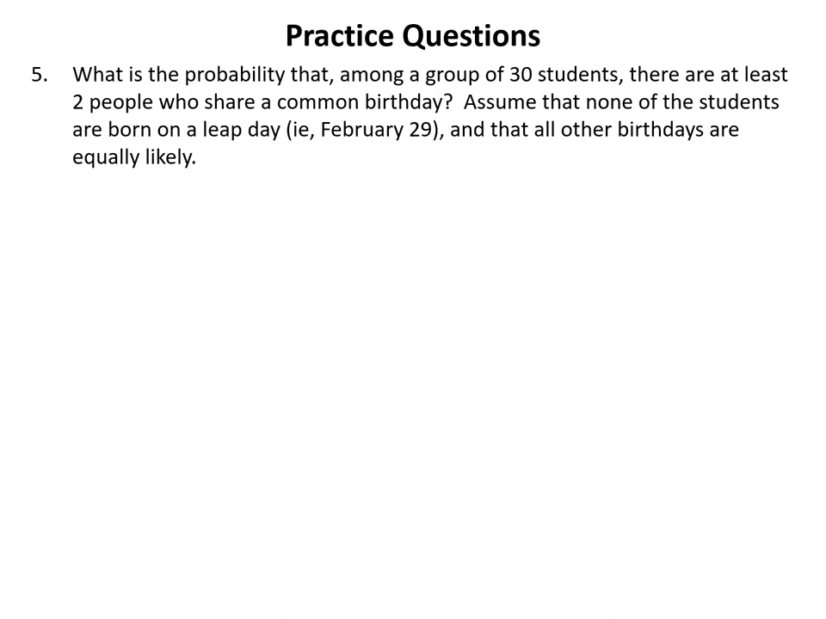Question 5. What is the probability that, among a group of 30 students, there are at least 2 people who share a common birthday? And we can assume for this problem that none of the students are born on a leap day, i.e. February 29th, which only occurs once every 4 years. And we can assume that all of the other birthdays or all the other days of the year are equally likely.